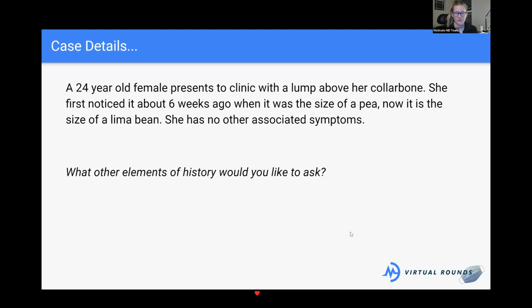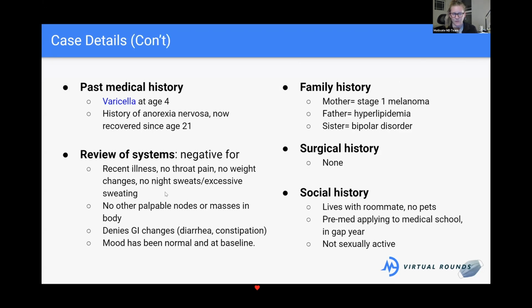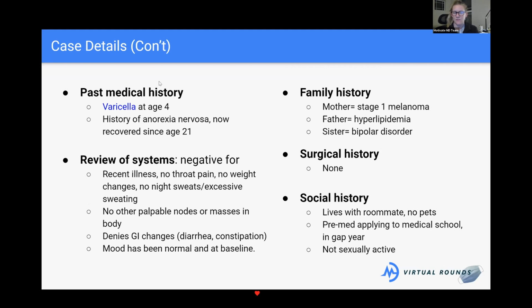So we'll advance to the next slide. This is a bit of a busy slide, but it's going to answer a lot of the questions we just had. For her personal past medical history, and again, these can be things you put in the subjective portion of your SOAP note, she has a history of varicella at age 4. Does anyone know the colloquial, everyday term for varicella?